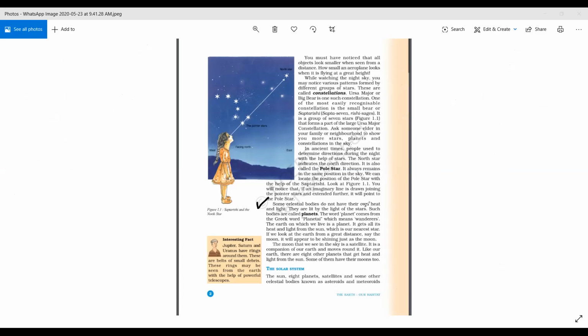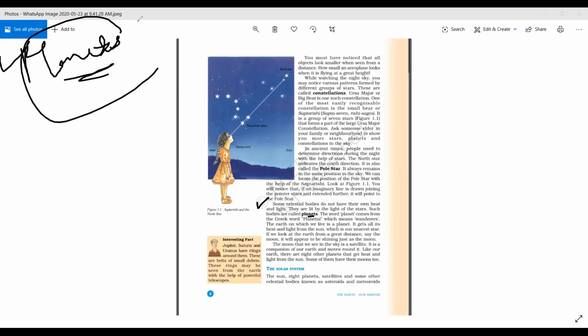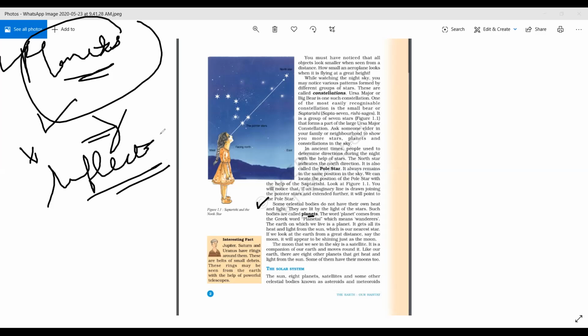Some celestial bodies do not have their own heat and light, and they are lit by the light of stars. Such bodies are called the planets. Yeah, we know this thing. What are planets? Planets are the celestial bodies which do not emit their own heat and light. They borrow or reflect the light from the sun, or any other star. They borrow, they reflect the light from the other stars.